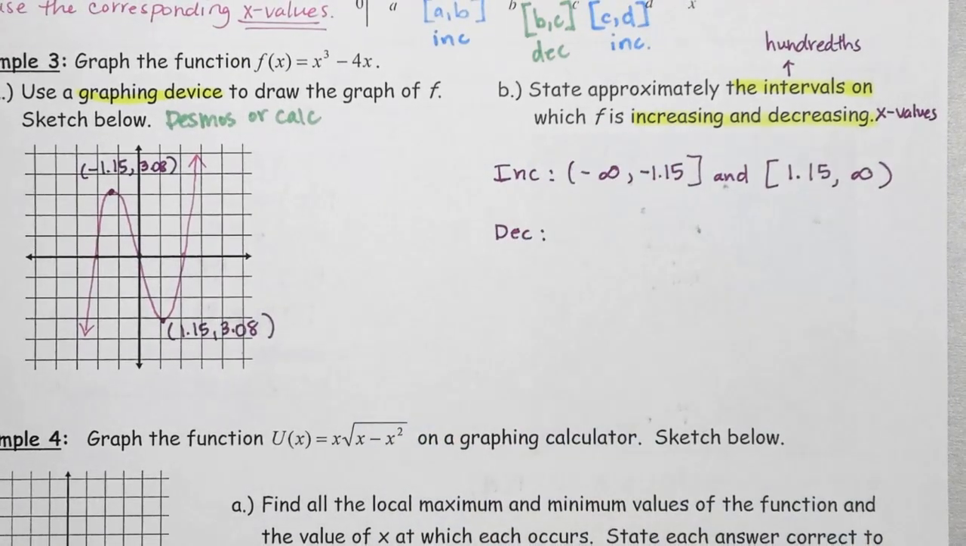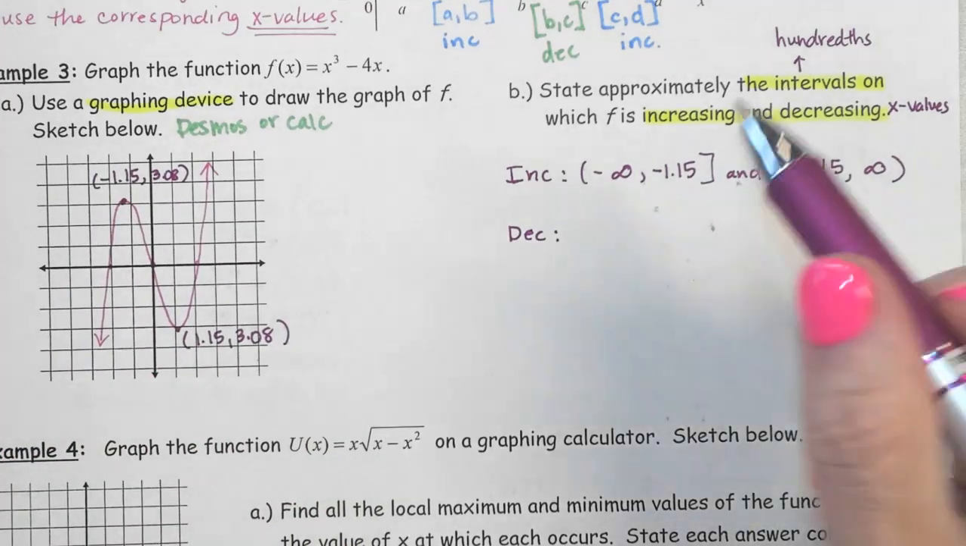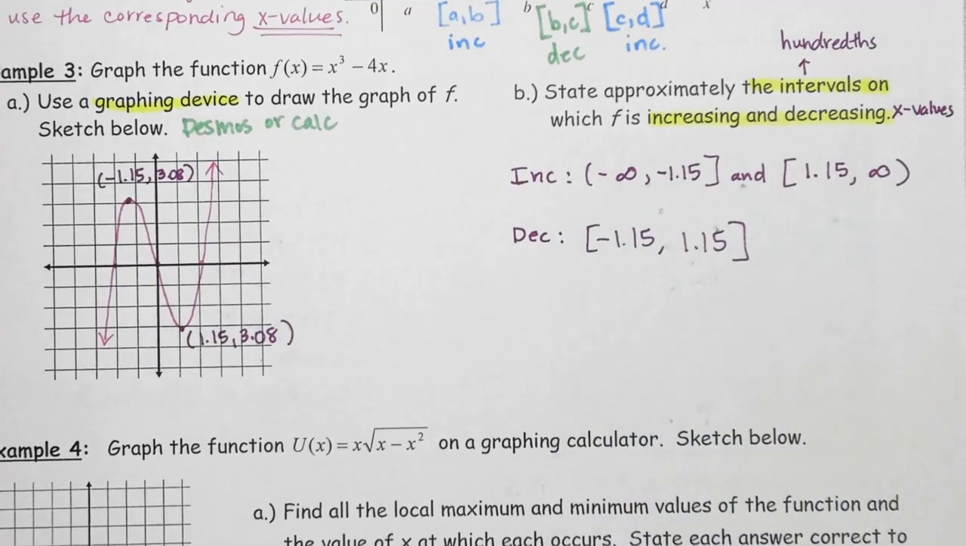All right, and then can you tell me what the decreasing interval is? And remember, hard brackets always for that interval, unless you have infinity. Okay, so from negative 1.15 to positive 1.15, that is going to be your interval.